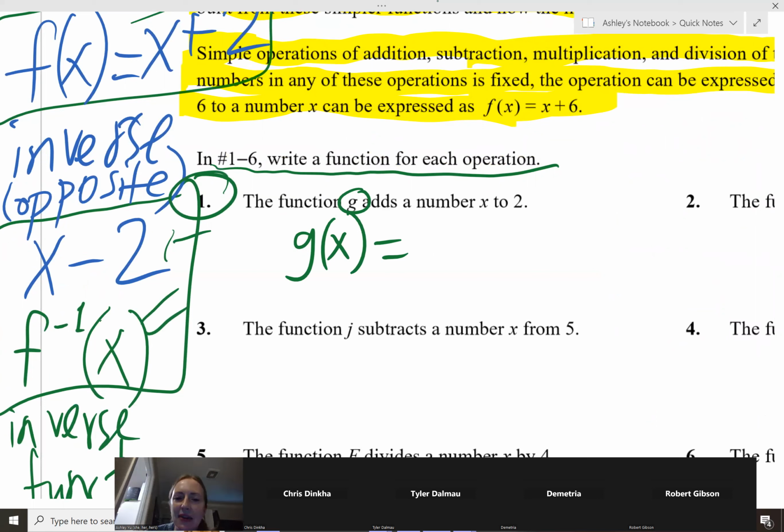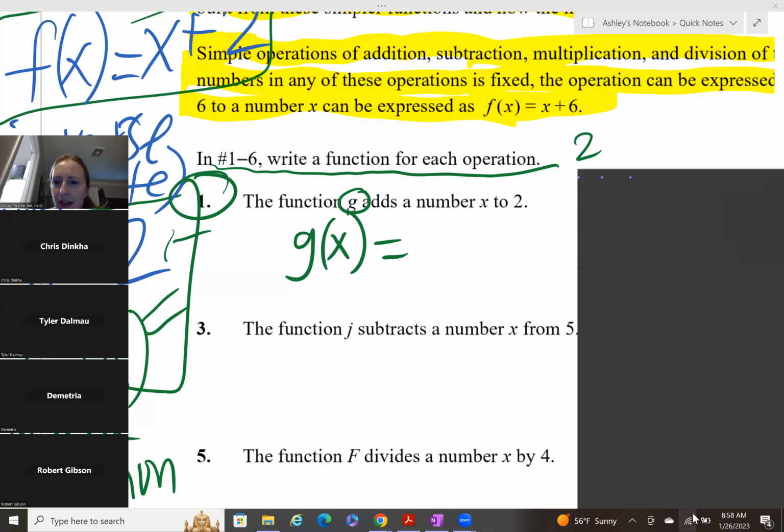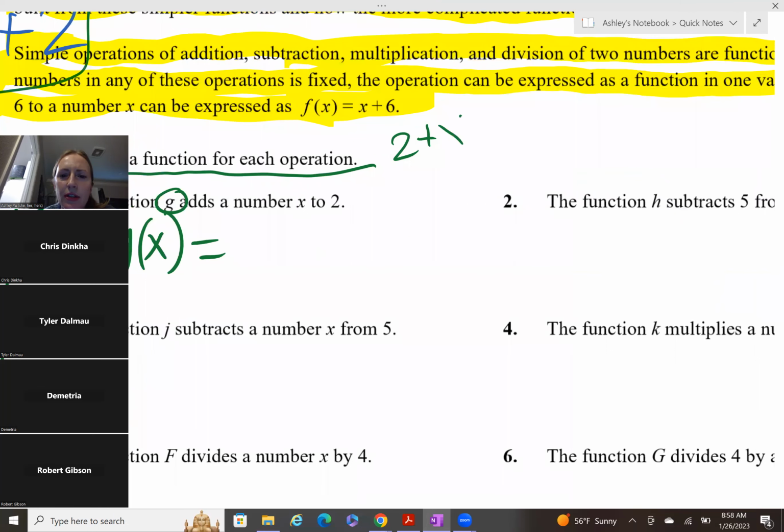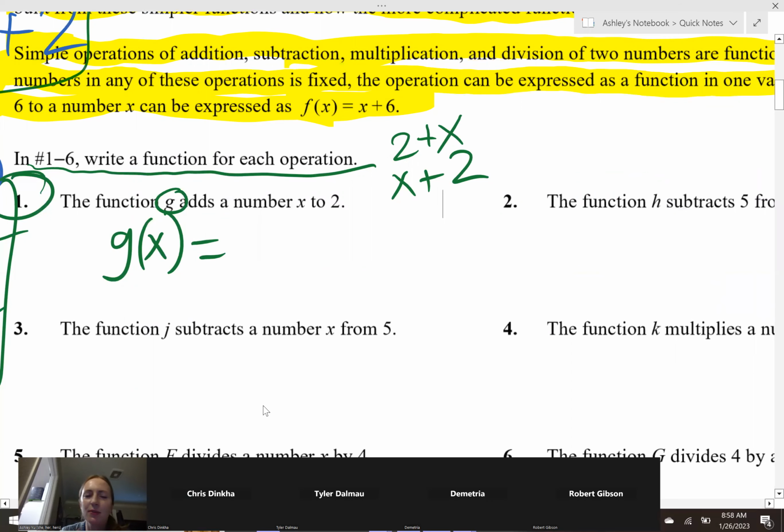So with that one, the question is, the way they phrased it, it adds an x to 2. It kind of sounds like they want me to write 2 plus x, or is it going to be x plus 2? That's kind of the tricky question. Well, the good news is with addition, it doesn't really matter what order. When you add two numbers, does it matter if it's 5 plus 2 or 2 plus 5? Either way, you're going to get the same answer, so it doesn't really matter.